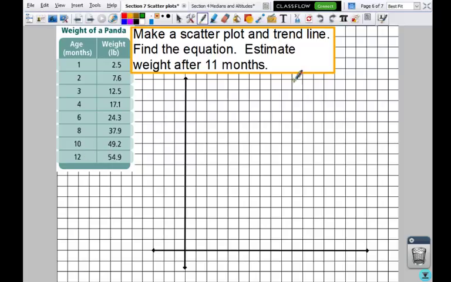I want you to graph and find your line of best fit. So graph the scatter plot, find the line of best fit, and don't worry about this estimate part. We're going to skip that part for right now. Just skip the estimate. We're just going to concentrate on scatter plots. So make your scatter plot, find your line of best fit or your trend line.